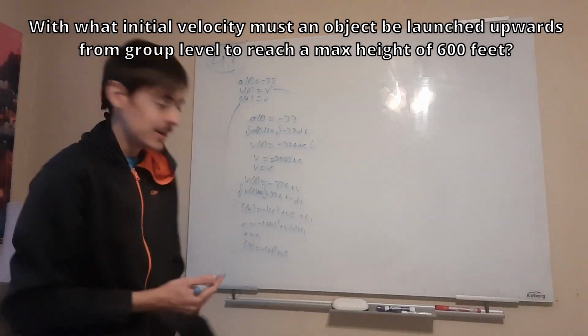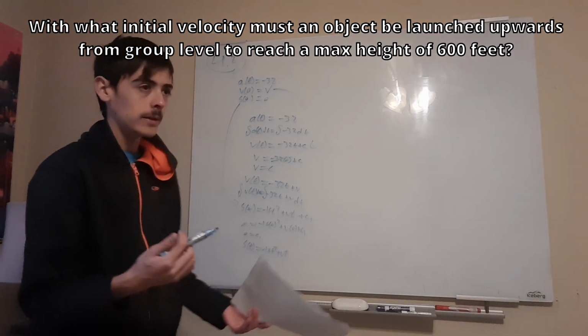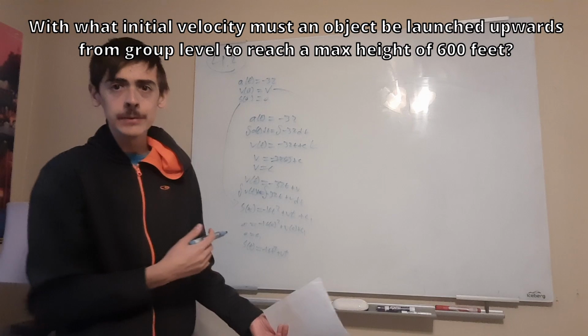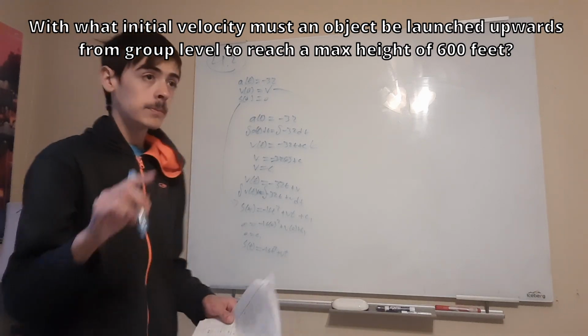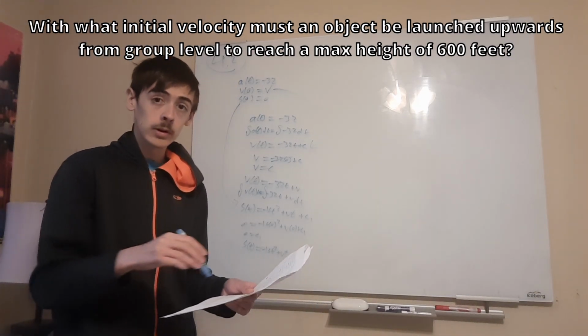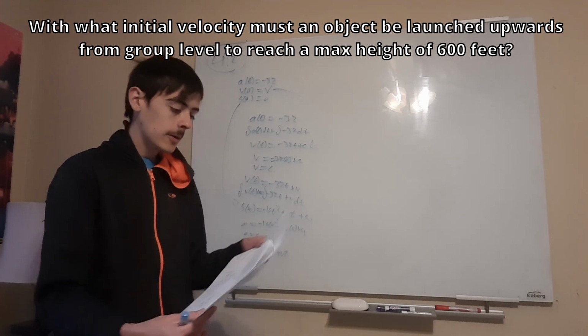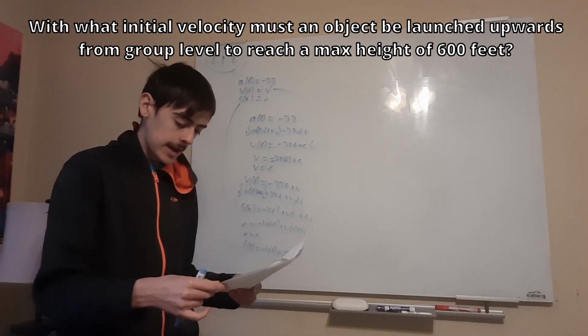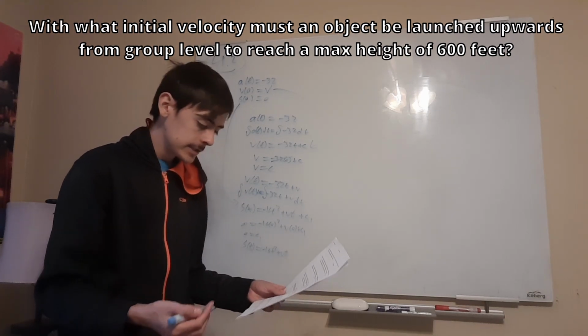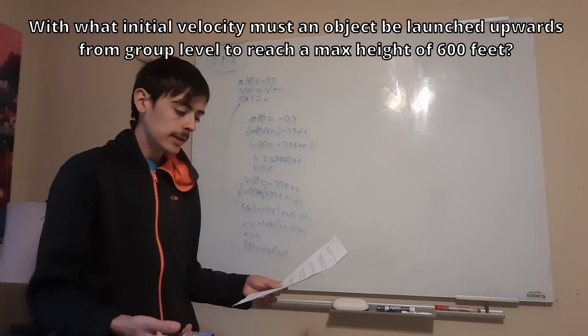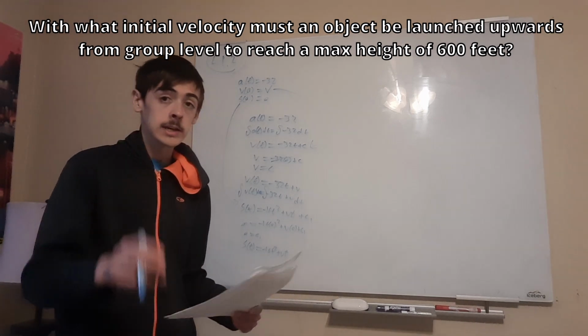And now, once we're here, it kind of looks like we just hit a dead point and we're stuck here. We have a vt here, there's a v. The t is fine, but the v we don't know what to do with. This is the point that we realize we're actually given more information in the problem. The problem tells us: what initial velocity does it need to be launched upward from ground level to reach a max height of 600 feet.